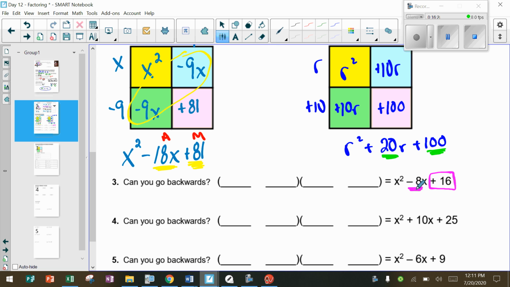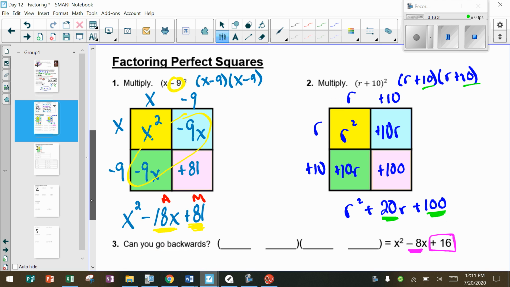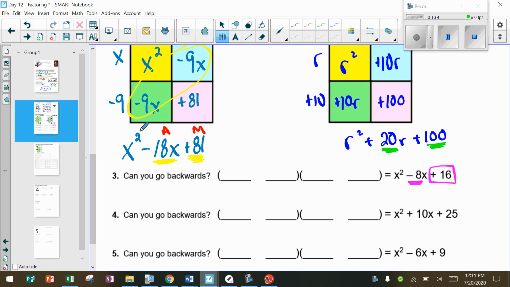Well, for each of these examples, they all started out with x and x, the first piece in each parentheses, or in this case, r and r, the first number in each parentheses. So in order to get that x squared term, or the r squared term, I'm going to need the same variable in the front of both parentheses. So what number times itself is 16?